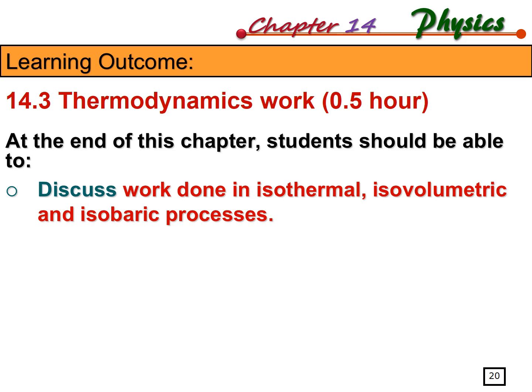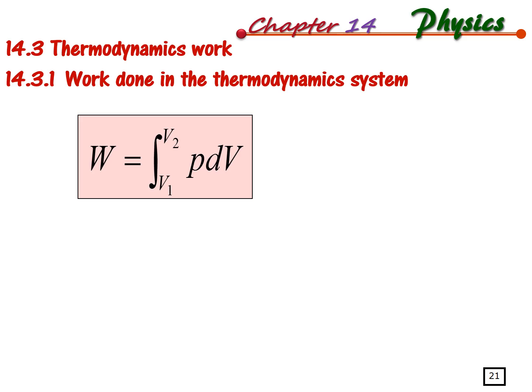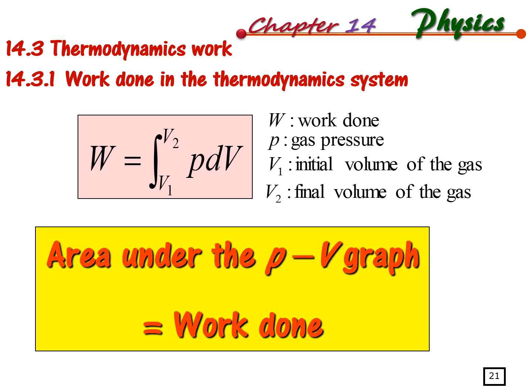So first, how to calculate work done in a system. We will apply this equation: W equal to the integral of P dV from V1 to V2, where V1 is initial and V2 is final. And it is also the same as the area under the PV graph, and that will be the work done. So you must remember this very important key.